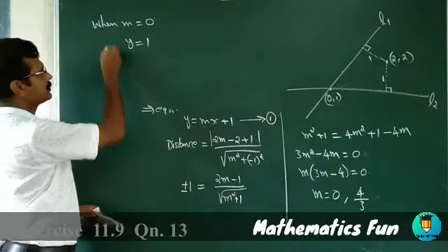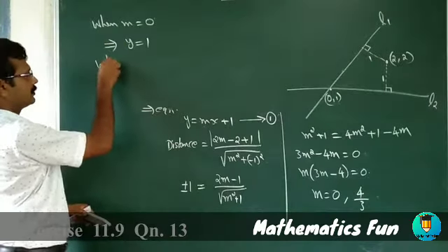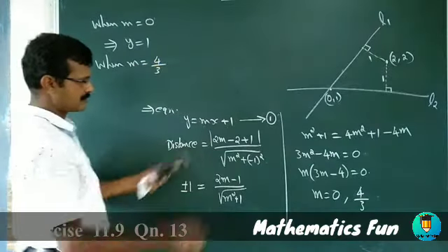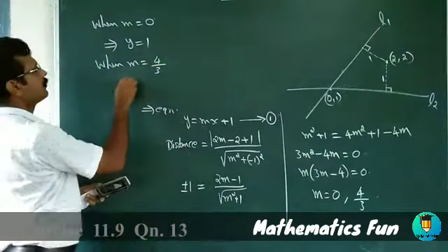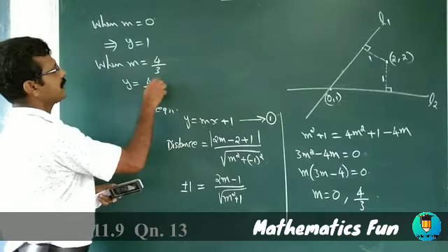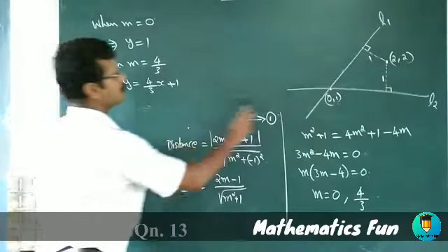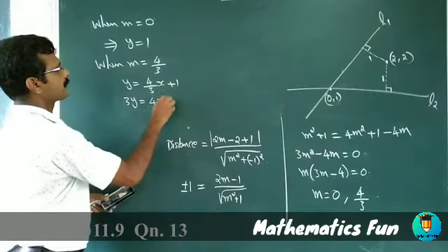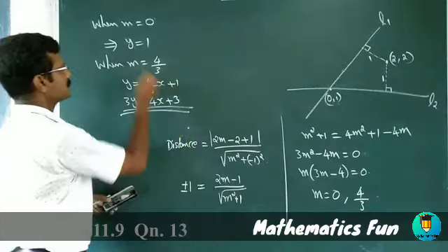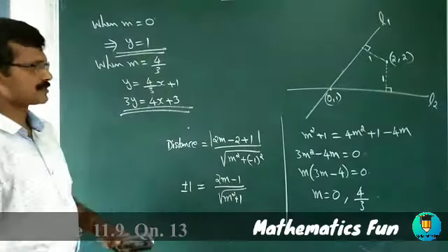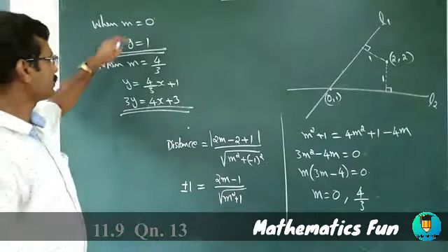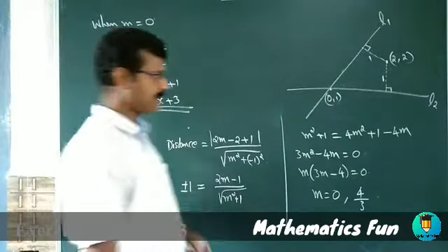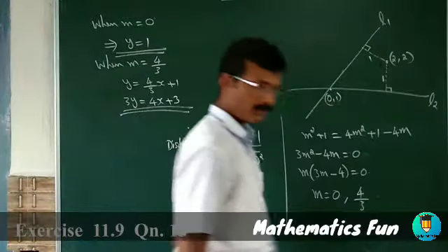This is the equation. Then when m is equal to 4 by 3, I am putting here, y is equal to 4 by 3x plus 1. I will simplify it. 3y is equal to 4x plus 3. So there are two lines, both the lines we got. One of this line is L1 and another one is L2. So this is the way you can find out. So this is one way of doing it.